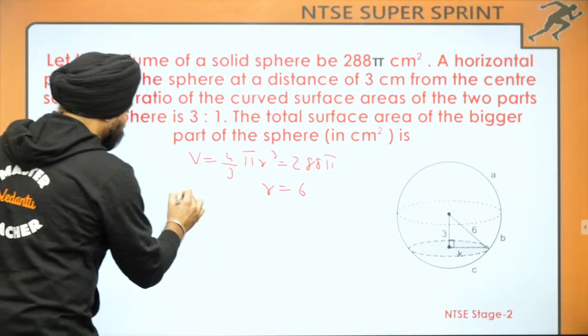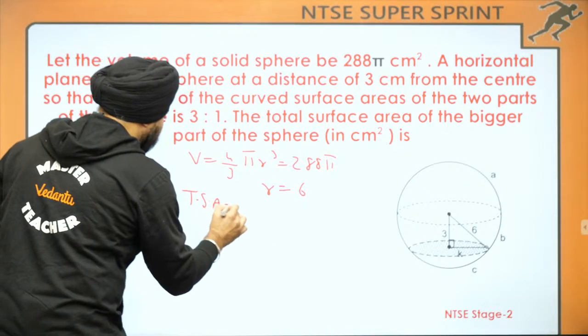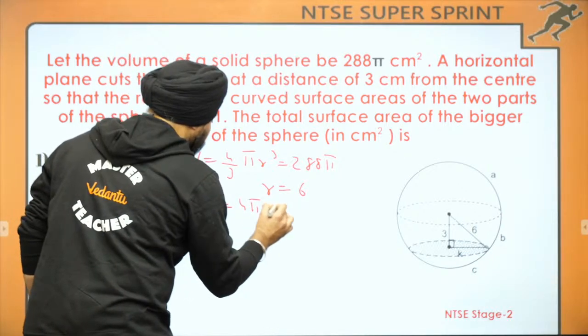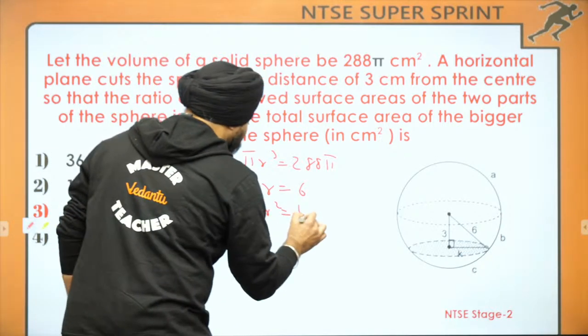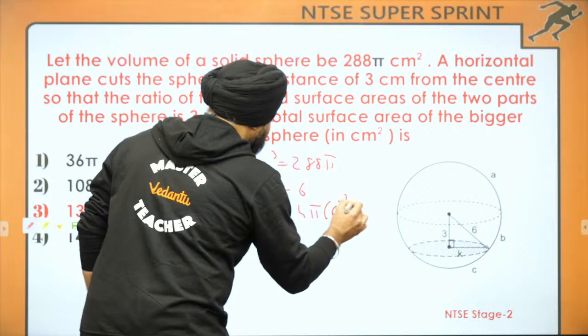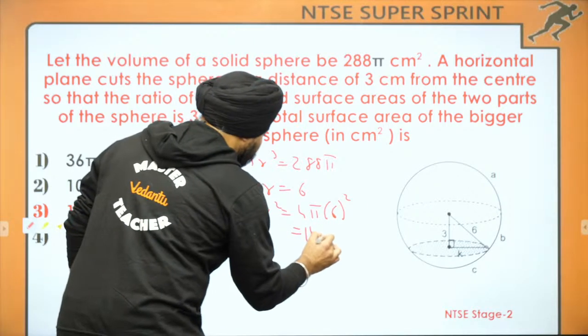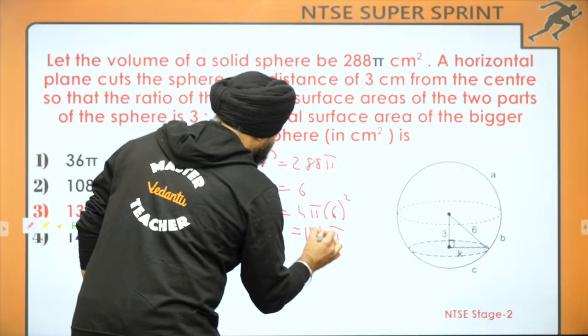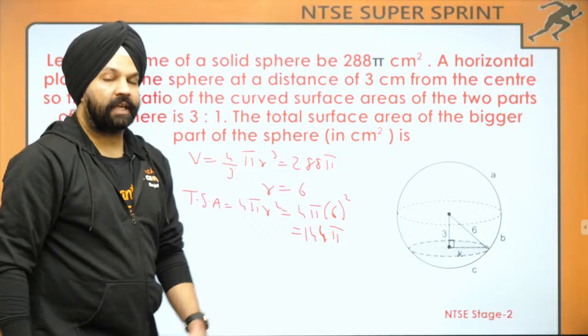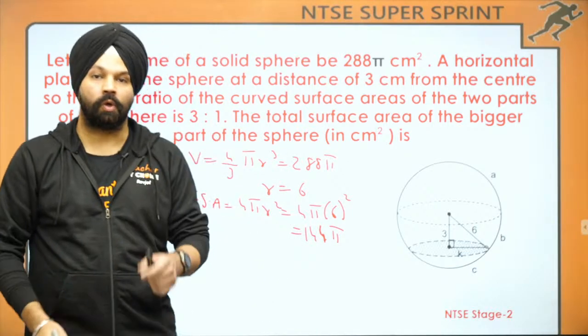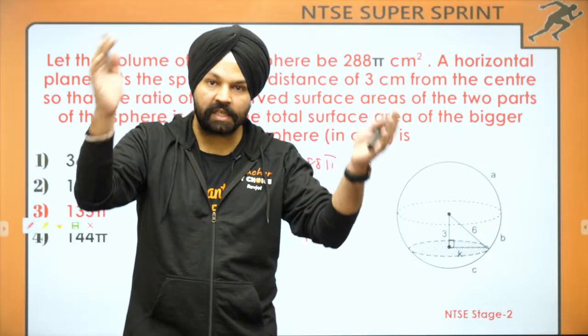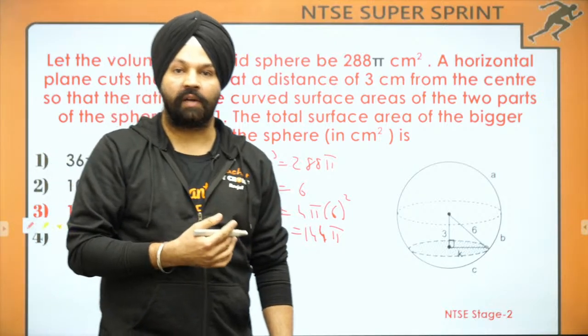Once you know this, total surface area is easy to calculate. That is 4 pi r square. So that is 4 into pi into 6 square. That comes out to be 144 pi. 144 pi. Now please pay attention. Now the question starts from here. The total surface area of a sphere is 144 pi.